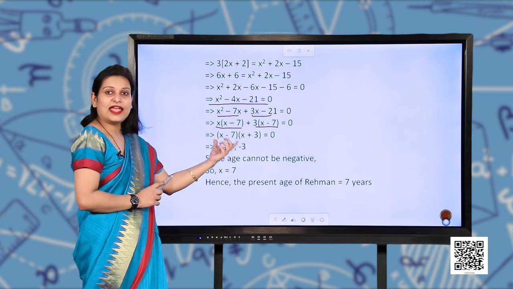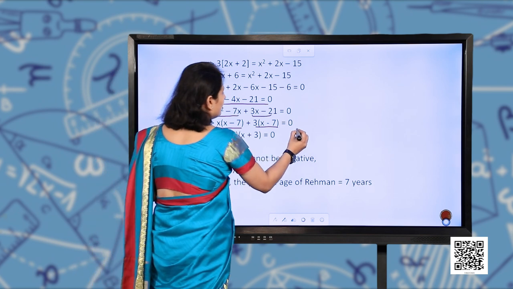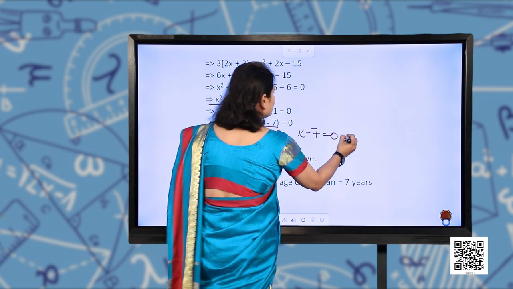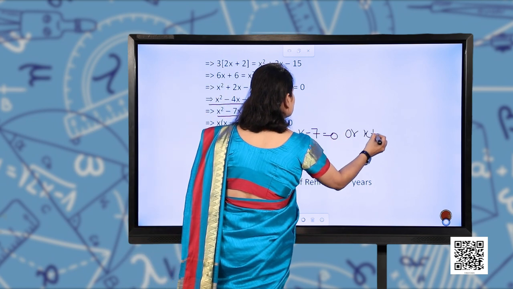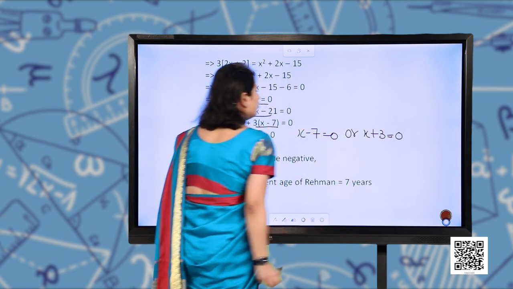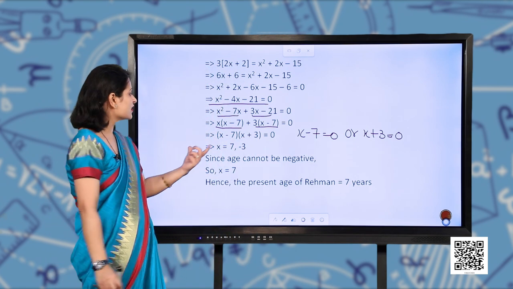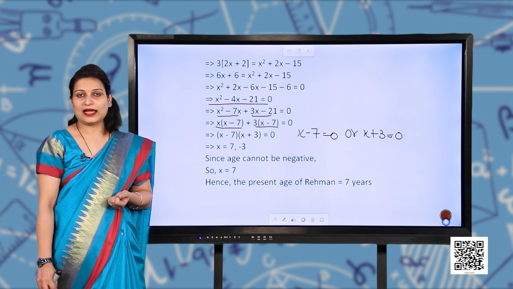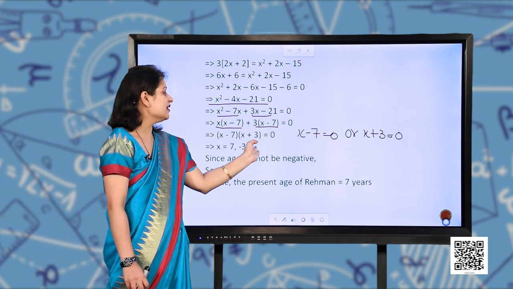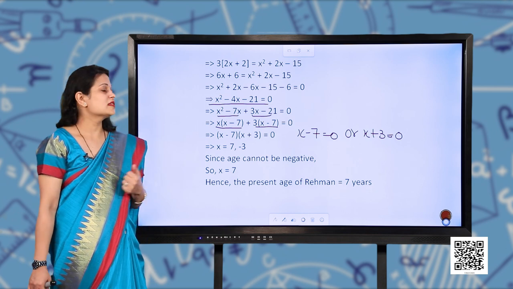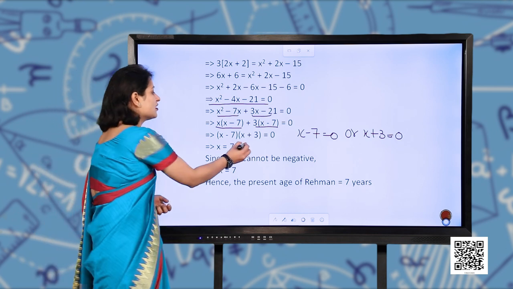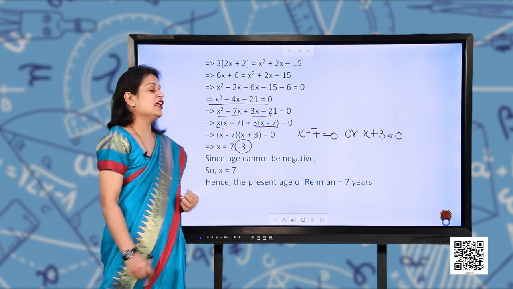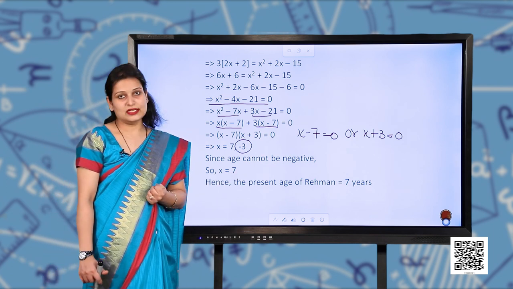After this, how will you solve for x? You can put x minus 7 equals to 0, or x plus 3 equals to 0. So, you will get two values of x, 7 and minus 3. Now, the age cannot be negative, so we have minus 3 here. Rahman's age cannot be negative, so we will not consider this value, we will consider 7. Hence the present age of Rahman is 7 years.